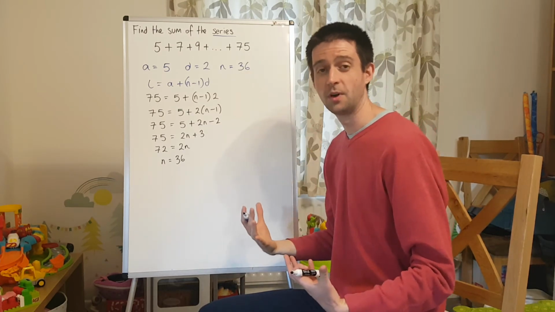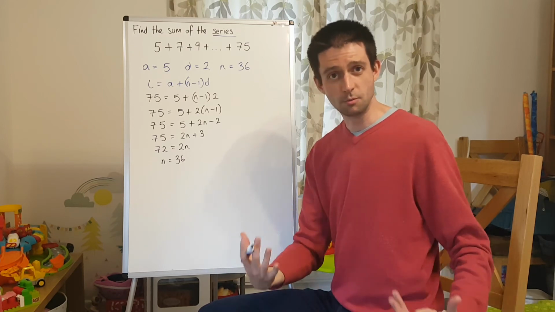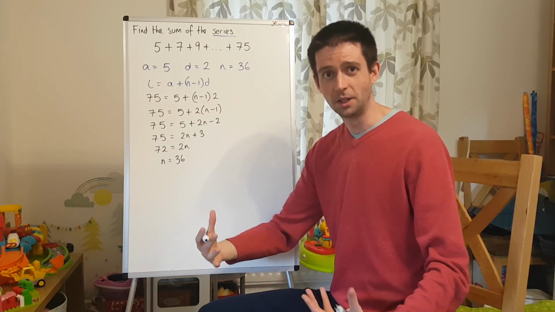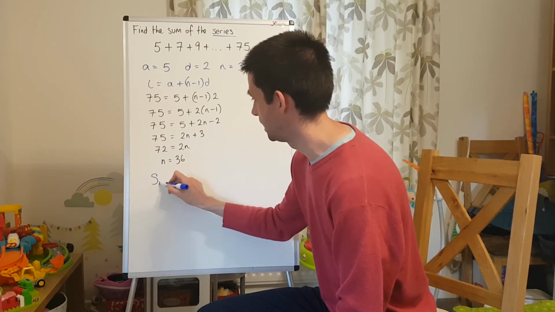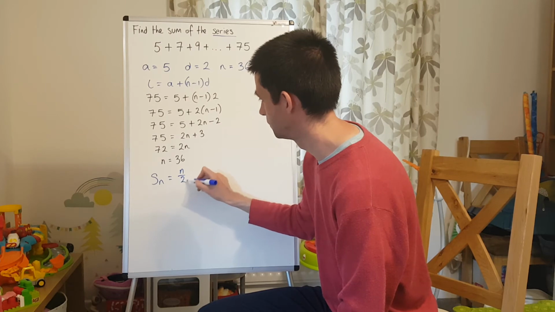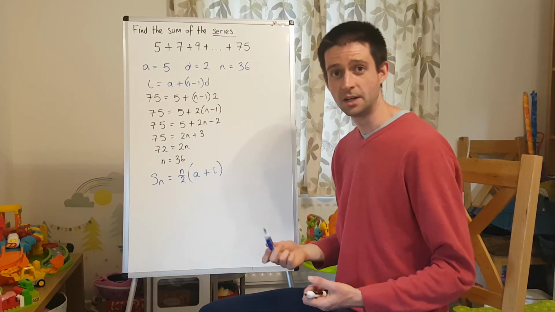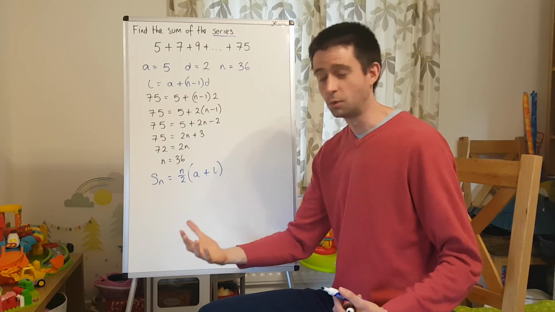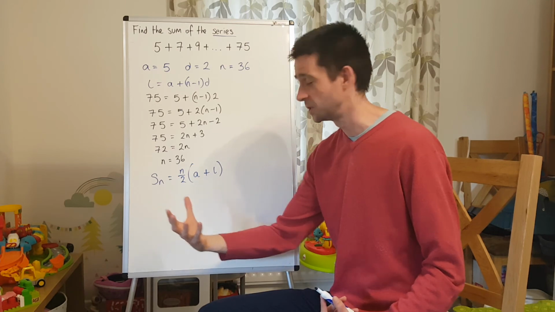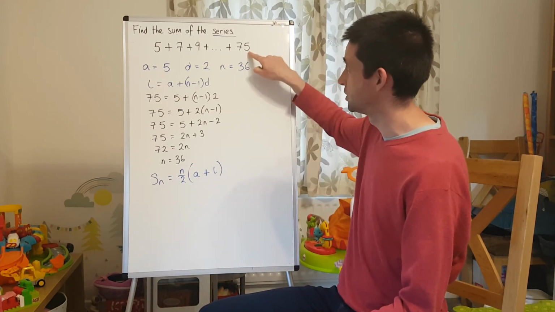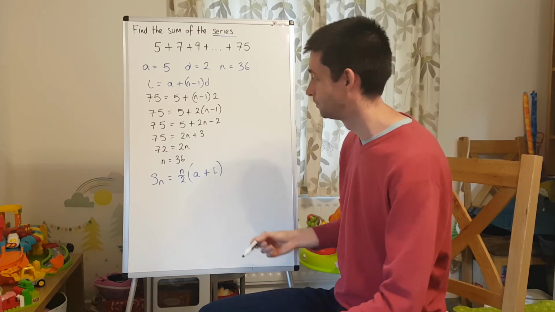So I started off by finding the number of terms to allow me to use the sum to n formula. Now remember, in the previous video I mentioned the sum to n formula that people often forget to use. In this case it's your friend. The sum to n is n over 2 (a plus l), where a is the first term and l is the last term. Now in the previous example we didn't use this formula because we didn't know the last term of the series we were summing. Now we do know that the last term is 75. This is a much more efficient version of that formula.